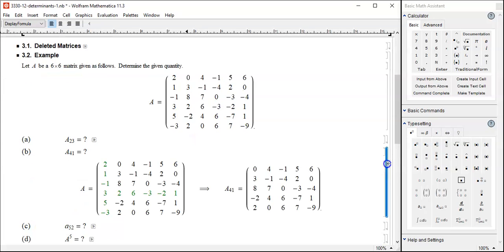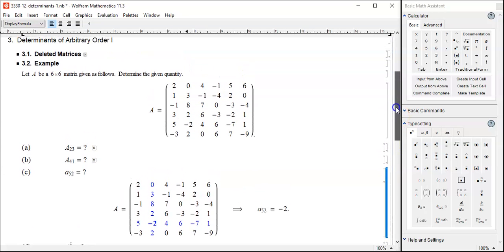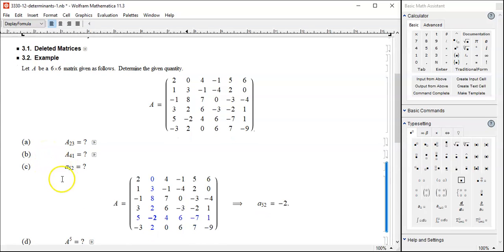Another example, A41. Fourth row, green, and first column, green. Delete those out, and what's left is the deleted matrix A41. How about a52? Actually, that's a little bit different. What's the difference between these? Uppercase, that's deleted matrix. Lowercase, that's just the entry. So, fifth row, second column, and that entry is -2. So this a52 is -2.